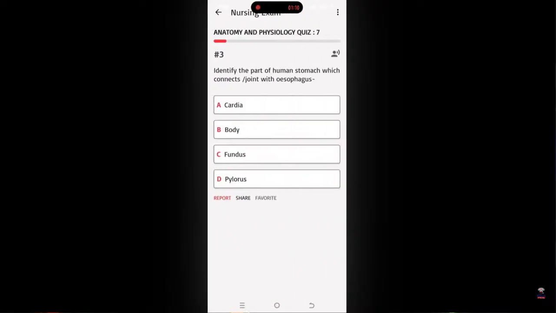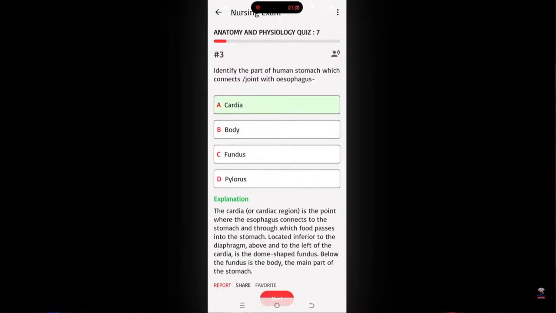Identify the part of the human stomach which connects with the esophagus. A. Cardia, B. Body, C. Fundus, D. Pylorus. Correct answer: A. The cardia, or cardiac region, is the point where the esophagus connects to the stomach and through which food passes into the stomach. Located inferior to the diaphragm, above and to the left of the cardia, is the dome-shaped fundus. Below the fundus is the body, the main part of the stomach.